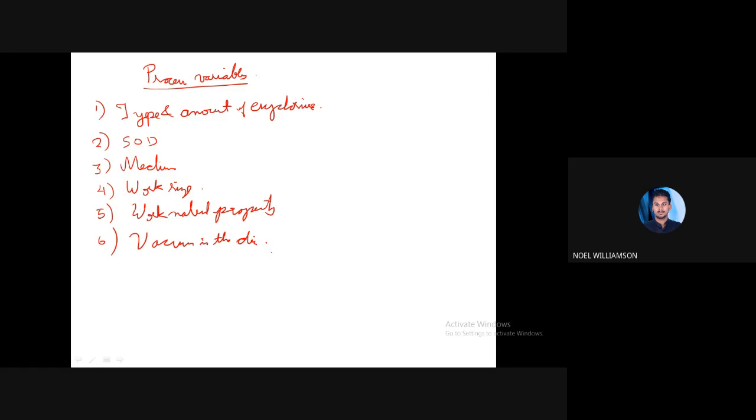First, type and amount of explosive. Then standoff distance. Third is the medium through which the energy, the shock pulses or pressure waves, are transmitted. Fourth, the work size of the workpiece. Then the material property of the workpiece. And finally, the amount of vacuum created in order to carry out the process. So these are the basic process variables.